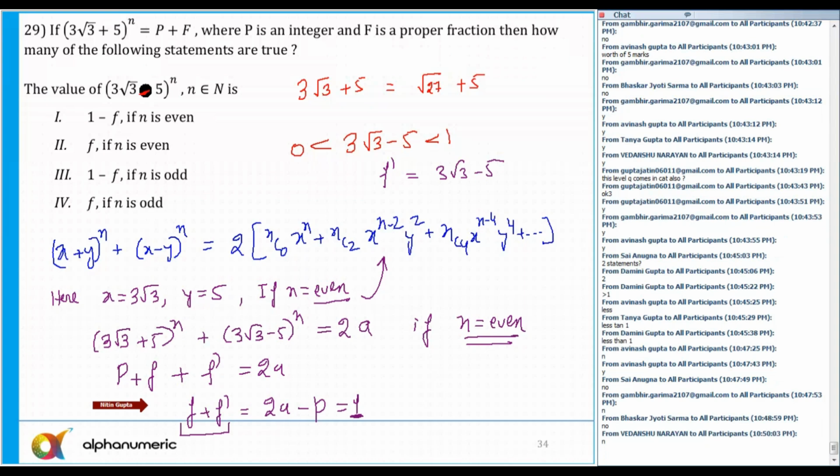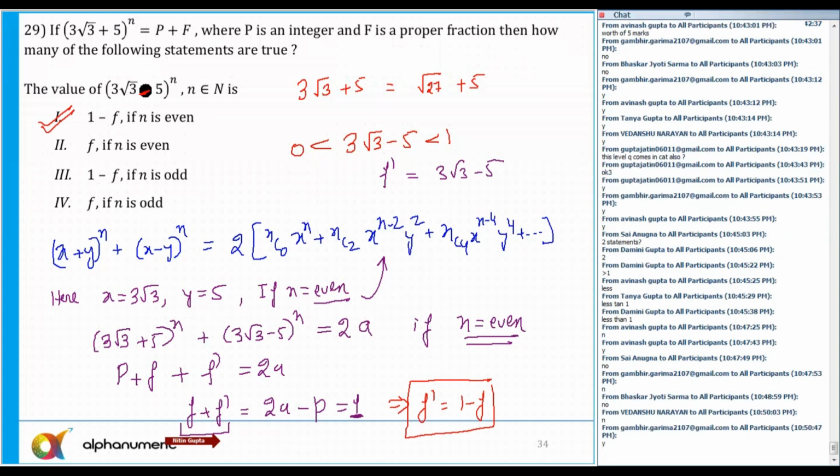Okay, so just change the question here. So 3 root 3 minus 5 is equal to f dash. So from here, f dash is equal to 1 minus f. Is that part clear to all of you? So f dash is equal to 1 minus f. So if n is an even number, the fourth statement is the correct one. Is that part clear to all of you? Please respond.